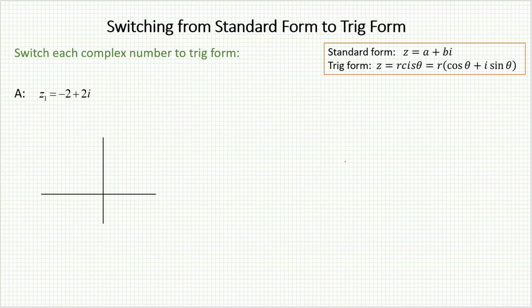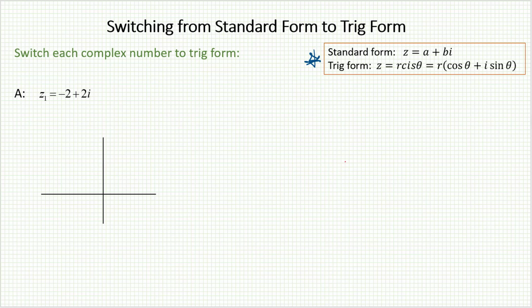Switching from standard form to trig form. So what if I have a complex number in standard form and I'd like to rewrite it using our new trig form? How can I do that? It basically just boils down to drawing a reasonable picture and then using those polar relationships.